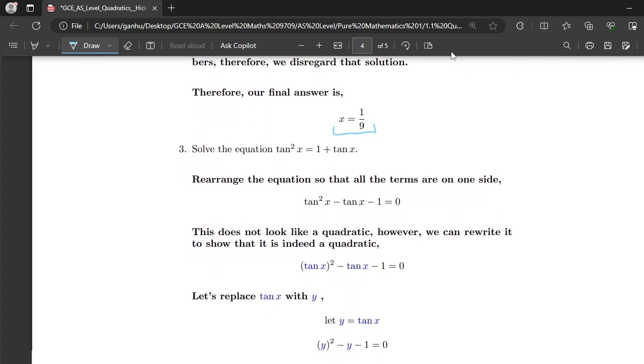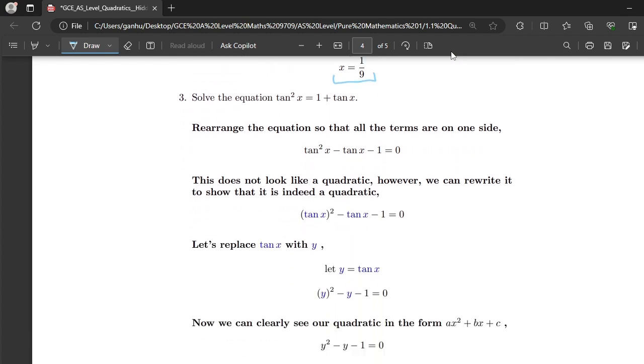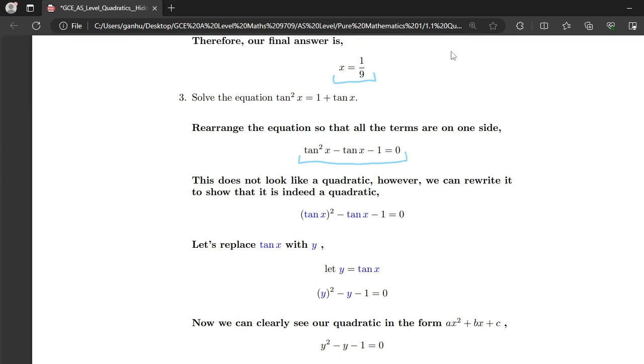Now let's look at the third example. Solve the equation tan squared x equals 1 plus tan x. For this example, I'd advise that you do trig first, then you come back to this example, but it follows the same principles as the other two examples that we have covered. So let's start by putting all the terms on one side. So it becomes tan squared x minus tan x minus 1 is equal to 0.